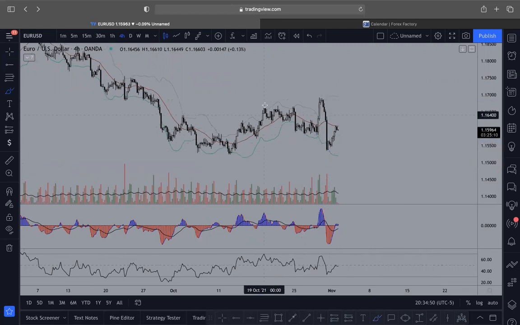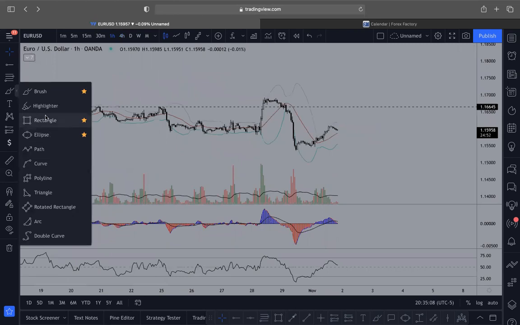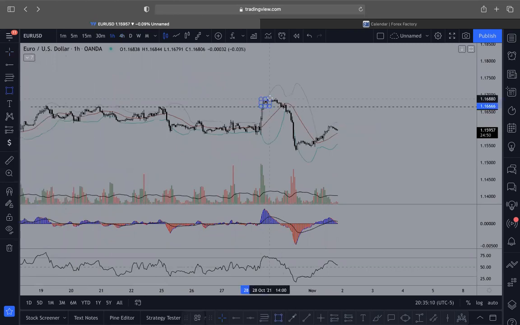So the move up took out this, and then the move down took out the structure low. So we got the highs taken out up here, and then we got the lows taken out down here. So it's a perfect little structure move that I like to look for, little market maker move, whatever you want to call it. So we have the steal and then the move down.